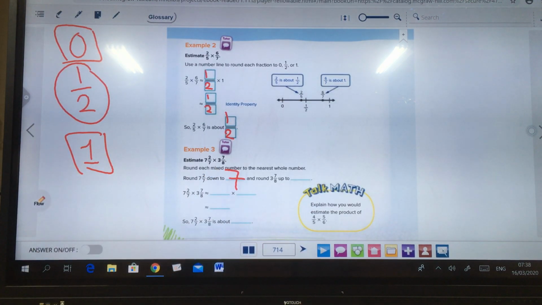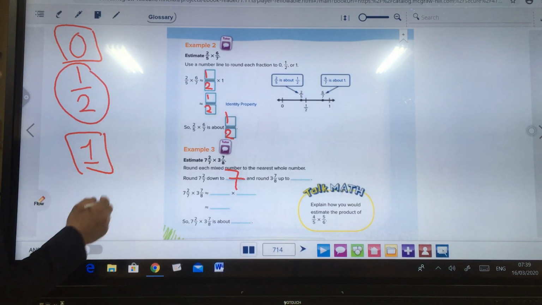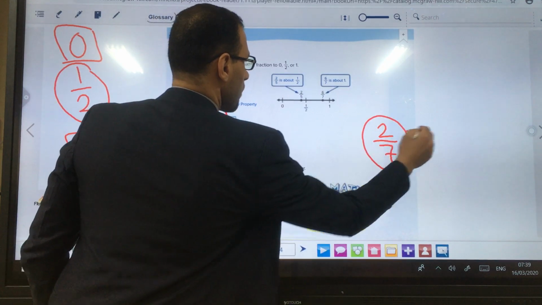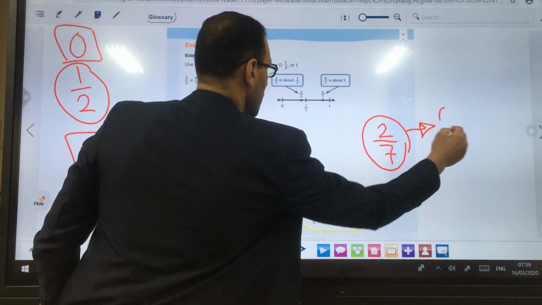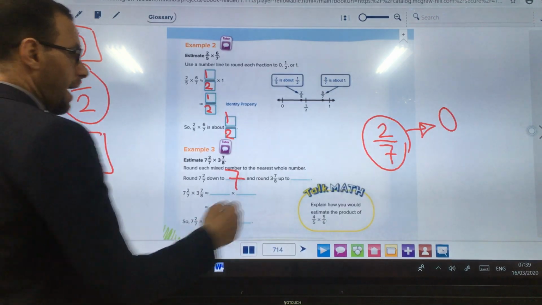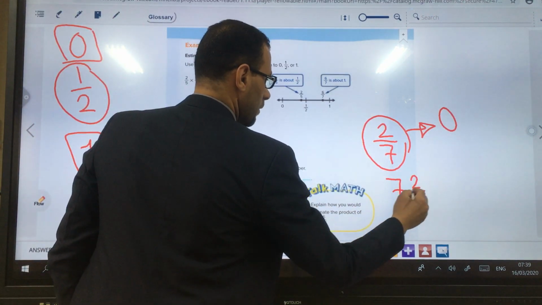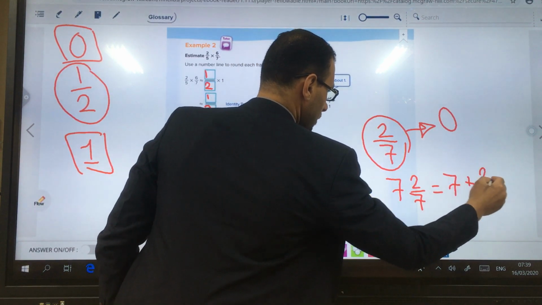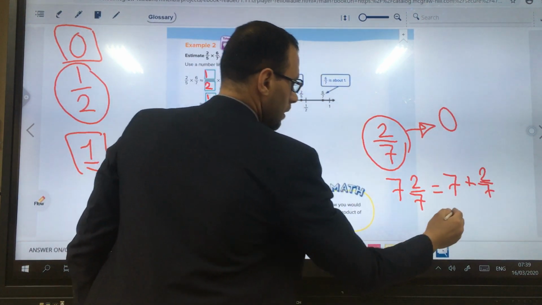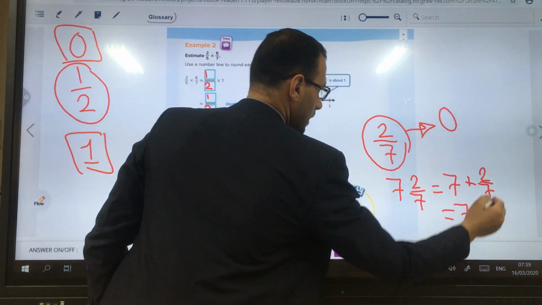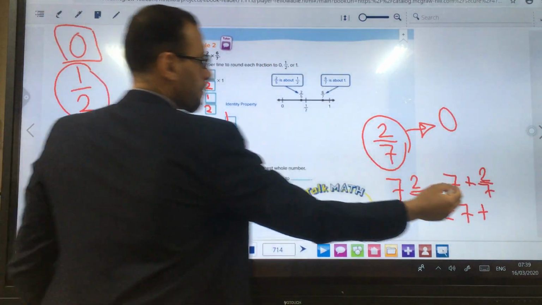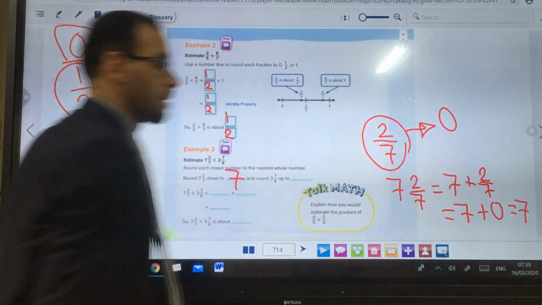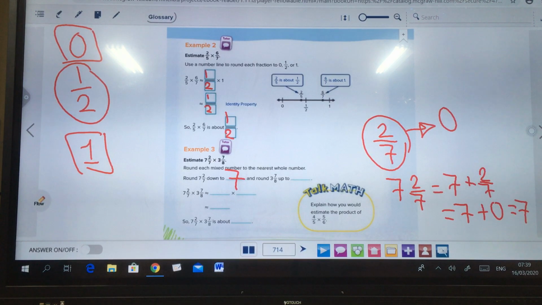Why 7? Because 2 out of 7, the fraction in the mixed number, is closer to 0. And 7 and 2 out of 7, the mixed number, means the whole plus its fraction. So 7, the whole number, plus 2 out of 7, which we round to 0. So 7 plus 0 will be 7. Is it clear? Okay.